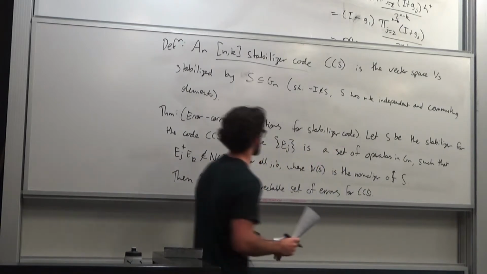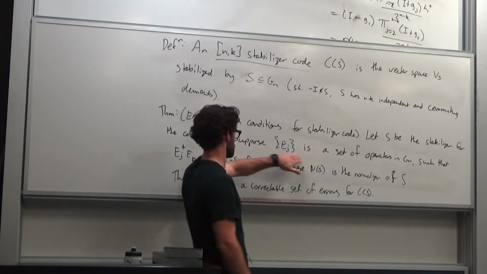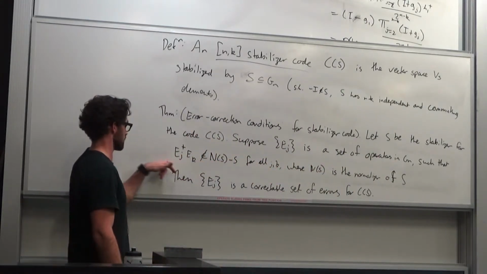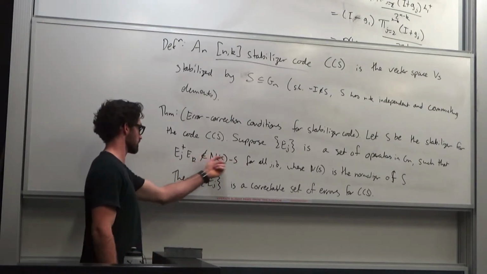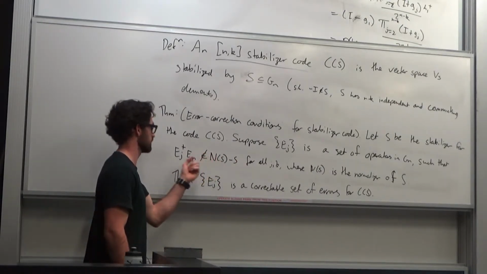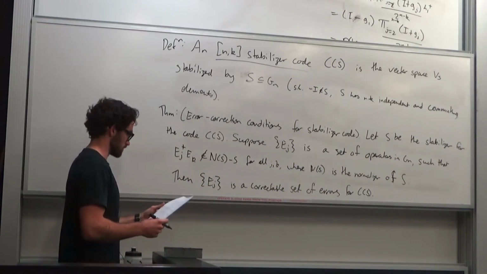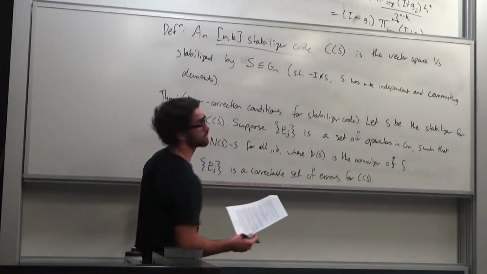Okay, so this theorem says that so long as we have this set of error operations, elements from Gn, such that this product here is always either in S or not in the normalizer of S, then we can correct for those errors. Okay. So one thing to note, which is in the proof of this theorem, or is it written in the proof?